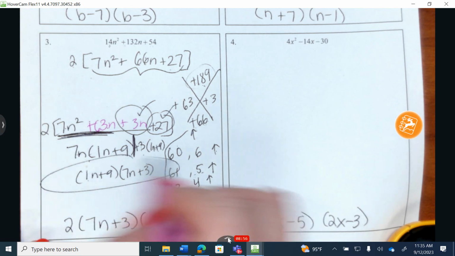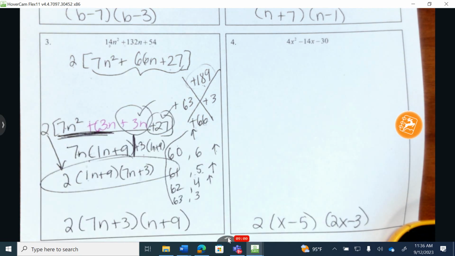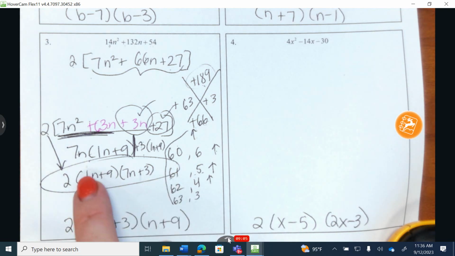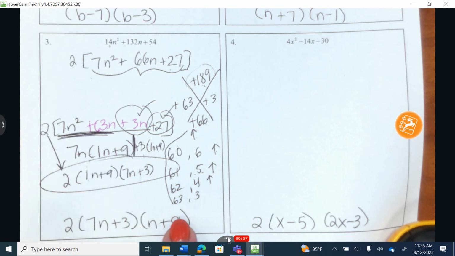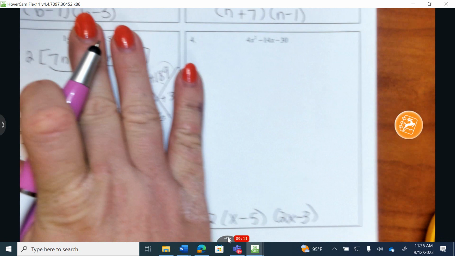Now, if you stop here, you're so close, but remember, we factored out a 2 to start with. Some students are going to say, but this looks different than this. These are called factors, and it doesn't matter if this first factor is written in back or if it's written in front. Let's move on to number 4.